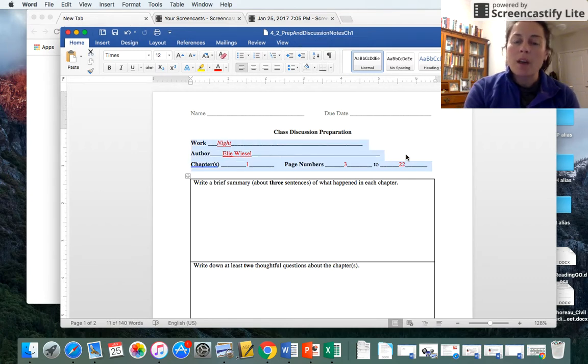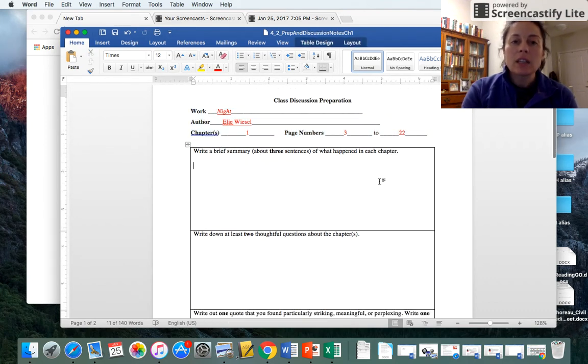So I've got the top half of my handout filled out, but I just want to talk through each of these sections quickly and then show you how I would actually fill them out. So the first section is to write a brief summary, about 3 sentences, of what happened in each chapter. You can't really have a good discussion about a text until you have a basic grasp of what happened. And writing it down really can help you clarify in your own mind what happened.